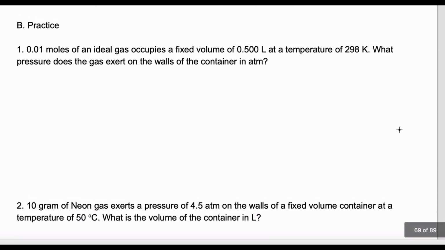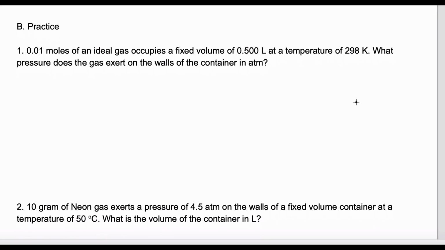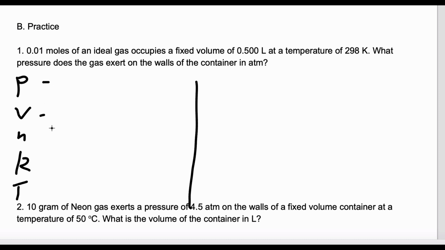So let's do some practice problems here. I'm going to do 2 more, then I'm going to ask you to do 3 in the checkout. Okay, so here we go. The first one. We're going to make our little column here. We're going to write P, V, n, R, T. Okay, I'm just going to put a little dash here to make it easier. All right, 0.01 moles. So where's that? That's right here. 0.01 moles occupies a volume of 0.5 liters.